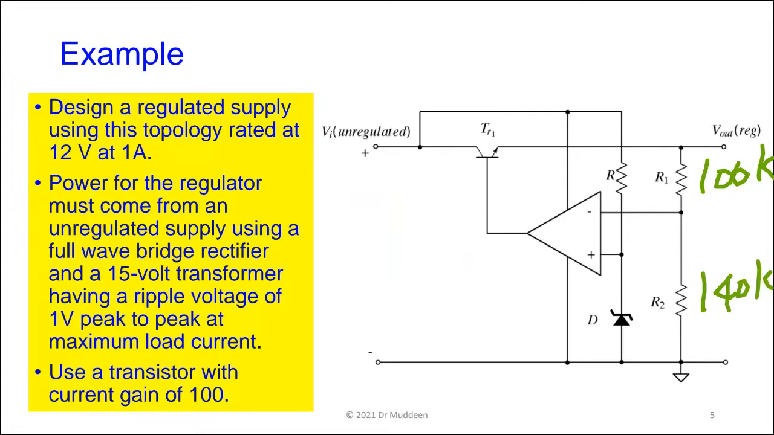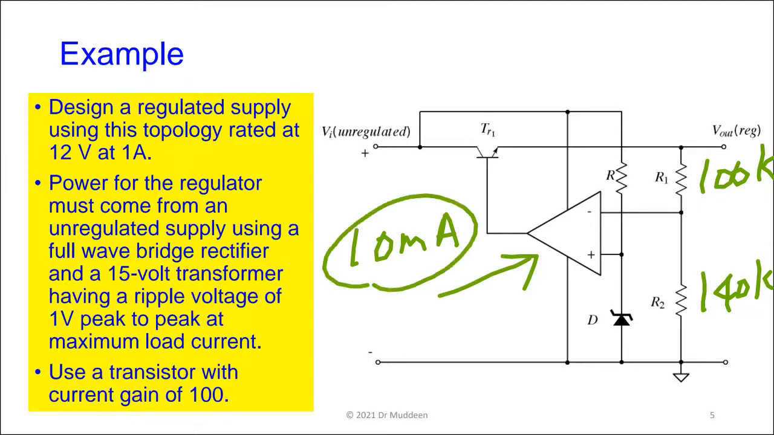Right, so you see that the current going through that will be 12 volts over 240K, which is a very small amount. And then the transistor remains the same. So the transistor, as we said, requires a base current of 10 milliamps. The only thing you have to watch out for is whether the op-amp here can supply this base current.